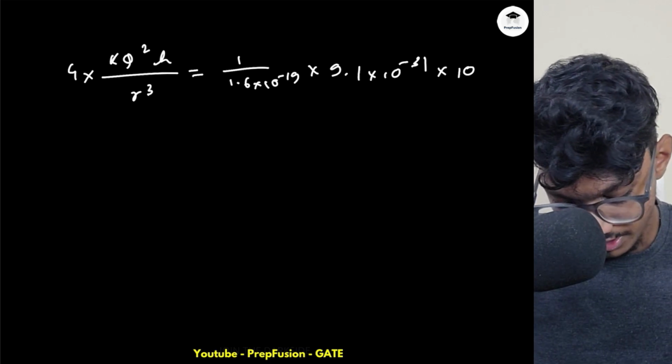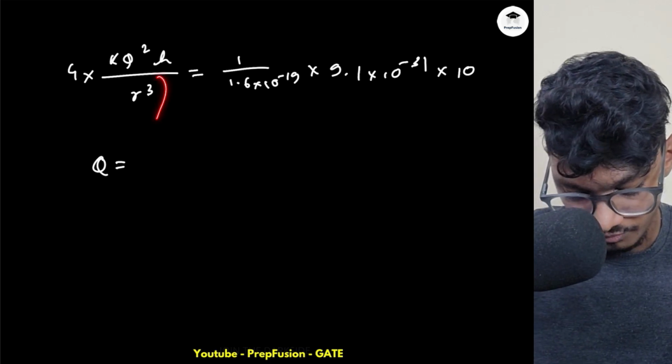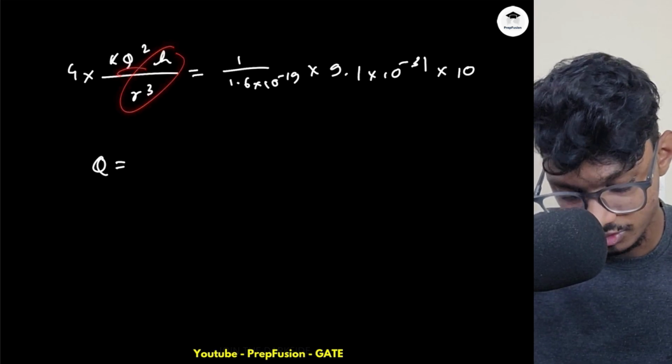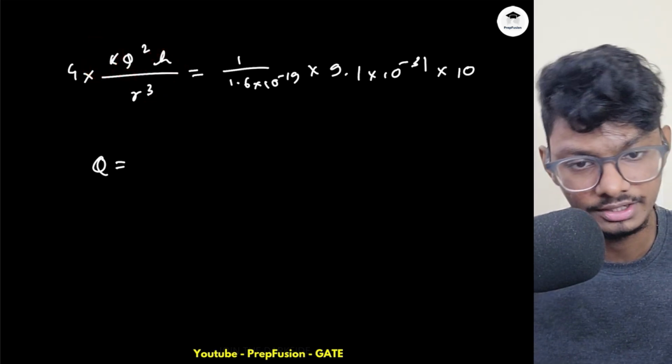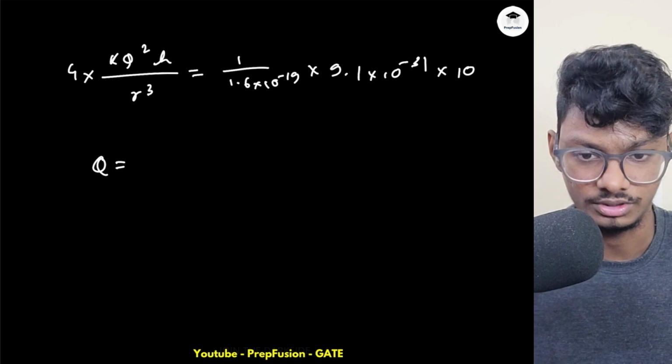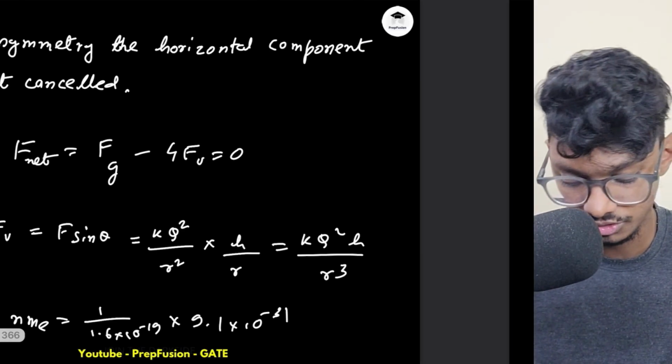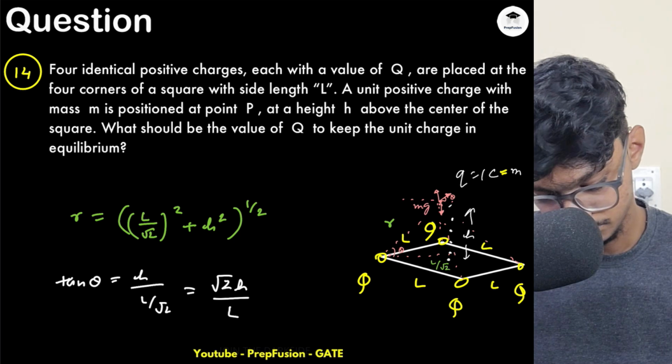So basically you can derive the value of q from this. From the value of h, l and r cube, all this will be known to you. Just the value of q you have to write, and k also is known, 9 into 10 raised to 9. So from this you can derive the value of q. This is a very good question. You should actually practice this again.